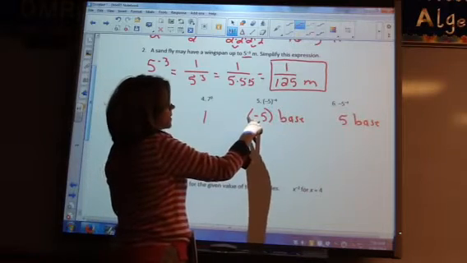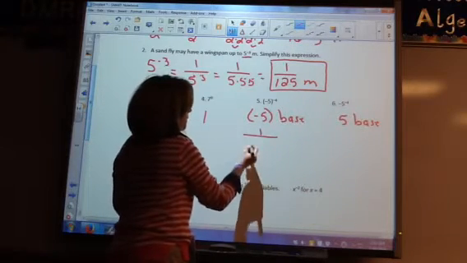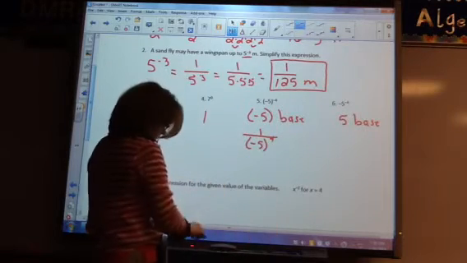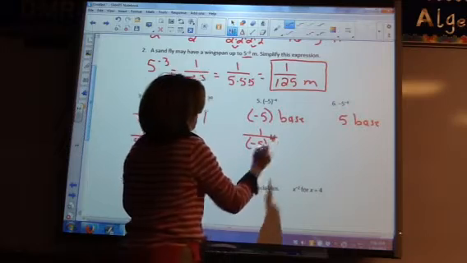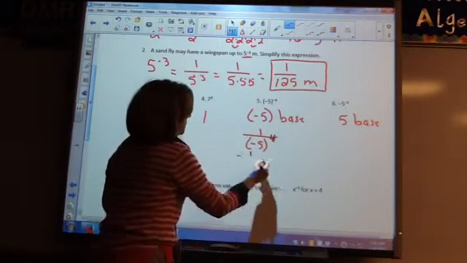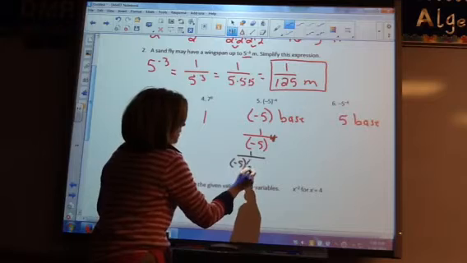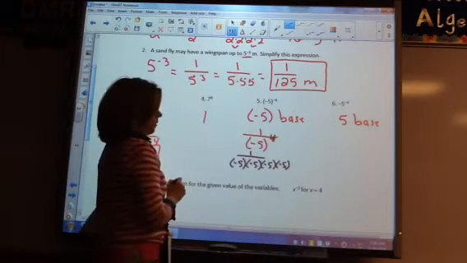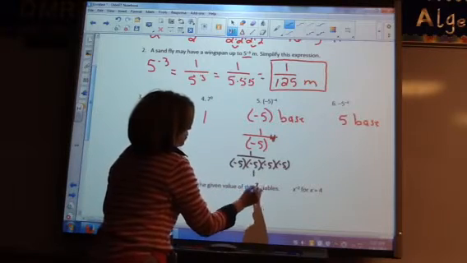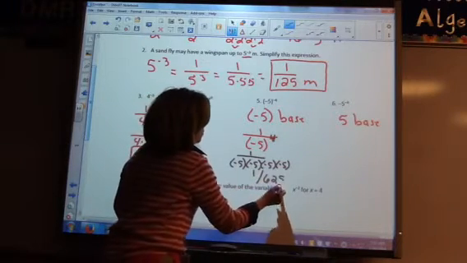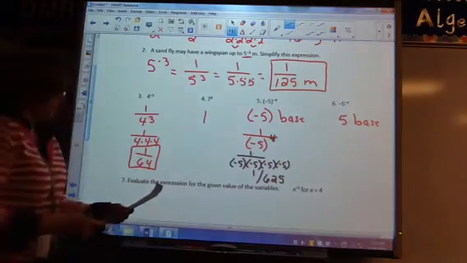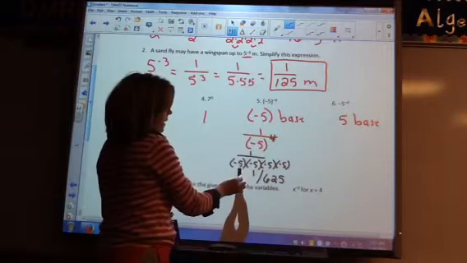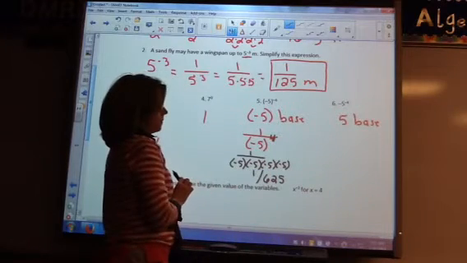So if our base is negative 5, when we flip that, you need to keep negative 5 inside parentheses. Because what you're doing on this one is you're taking negative 5 times negative 5 times negative 5 times negative 5, and you get 1 over 625. So when your base is inside parentheses, keep it inside parentheses.